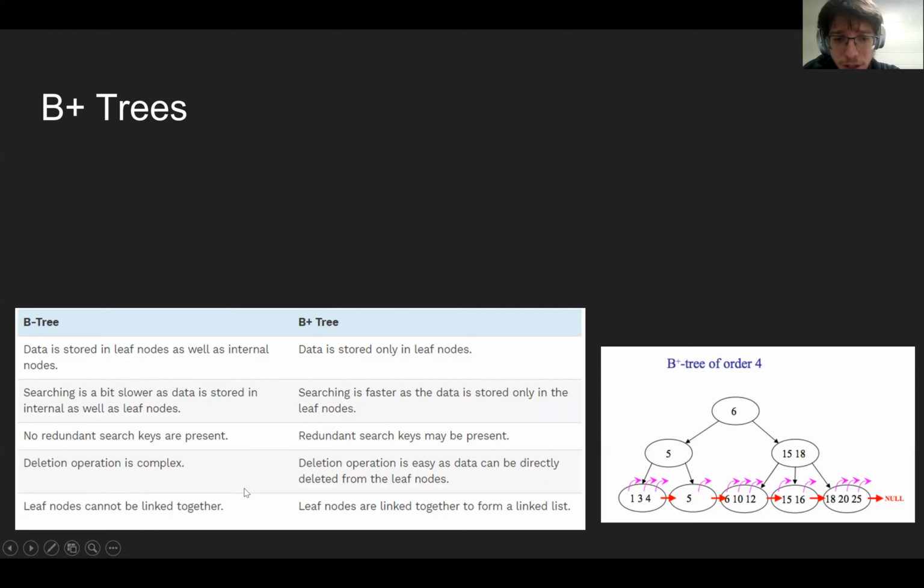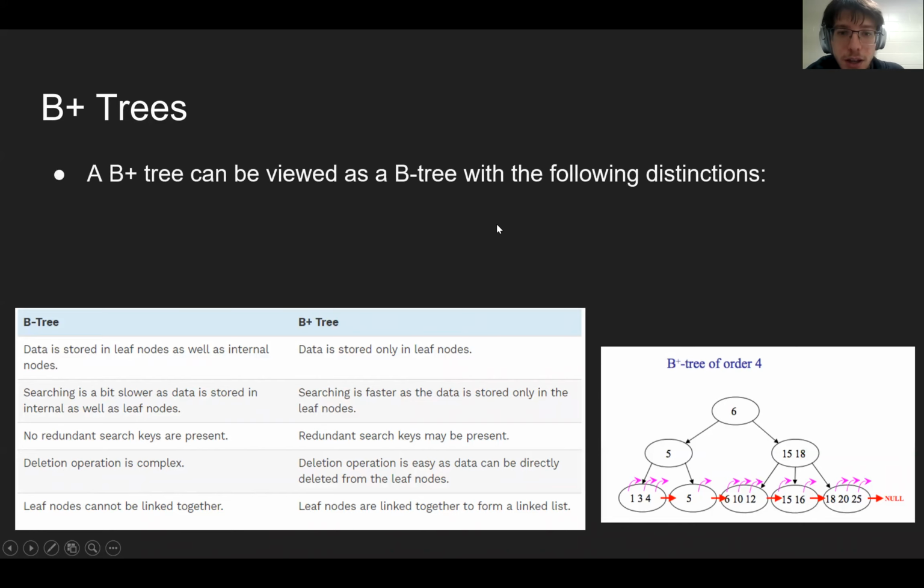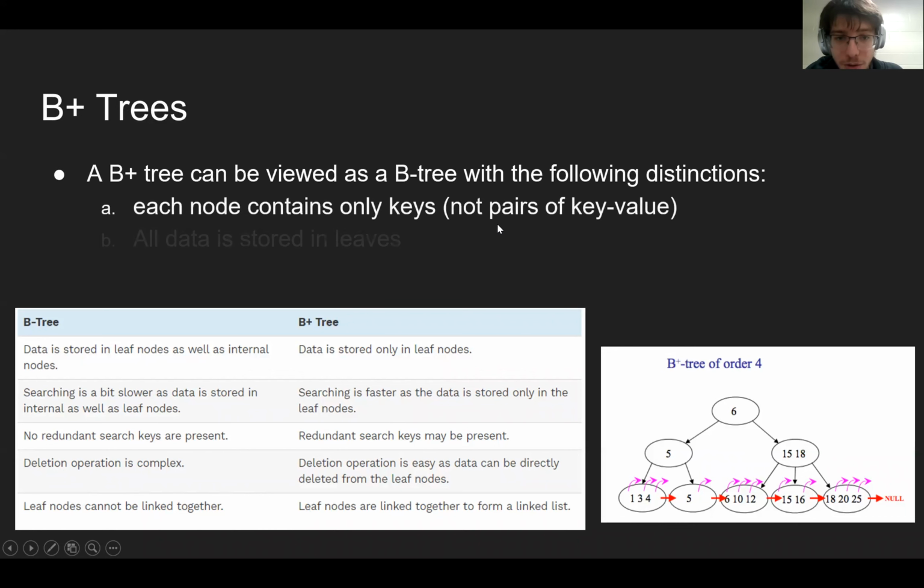Deletion is really complex for a B tree. For a B plus tree, it's a lot easier because you only have to remove it from the linked list. It's not super trivial, but it's a lot easier. And leaf nodes can't be linked together in a B tree, but they are linked together in a B plus tree. So those are the differences. Each node contains only keys, not pairs, and all data is stored in the leaf nodes.